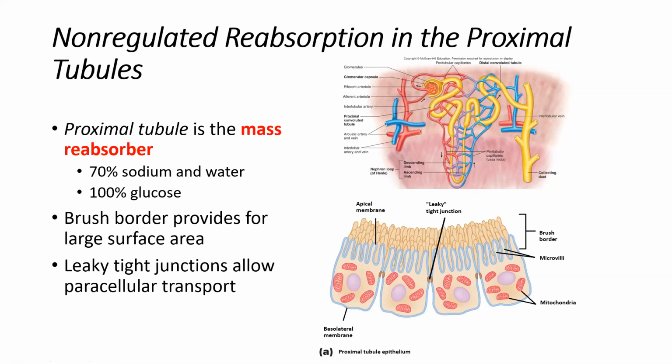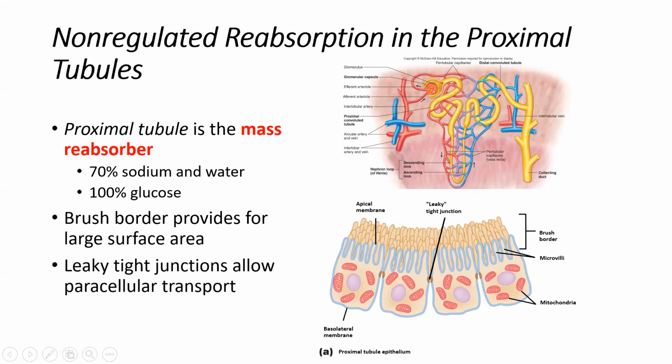The second modification is the leaky tight junctions. So in between each of these epithelial cells, there are tight junctions that are kind of anchoring these two cells together, but the cells of the proximal tubule have leaky tight junctions, meaning that they do allow some movement of substances in between the sides of these cells. So substances that are going from the lumen of the tubule out into the peritubular space and peritubular capillaries can actually be moved in between the sides of these cells in order to be reabsorbed.